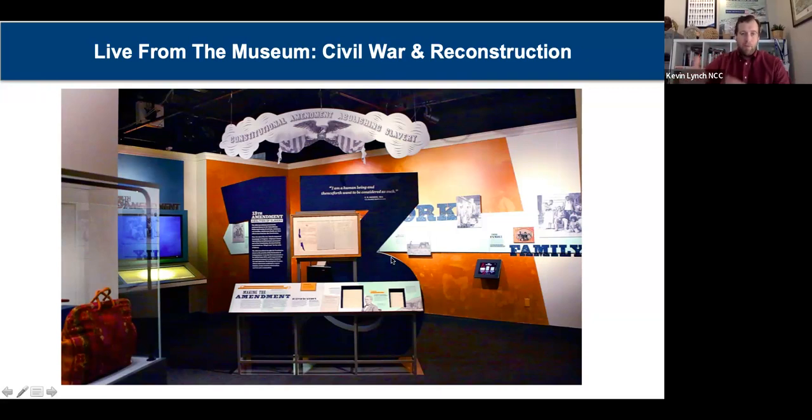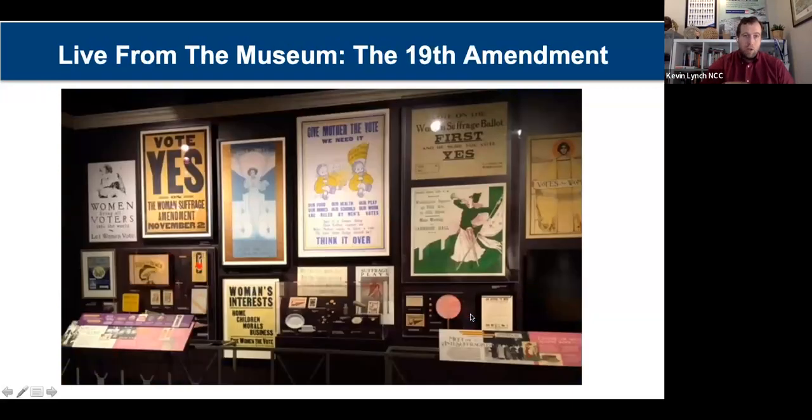Right next to it, we leave off this story with the 15th Amendment and the question of who could vote. And that goes nicely into the 19th Amendment. The opening was delayed a little bit because of COVID, but we were able to open it on August 26th of 2020, which was the exact 100th anniversary of the passage of the 19th Amendment. And this exhibit chronicles the history of the women's suffrage movement.